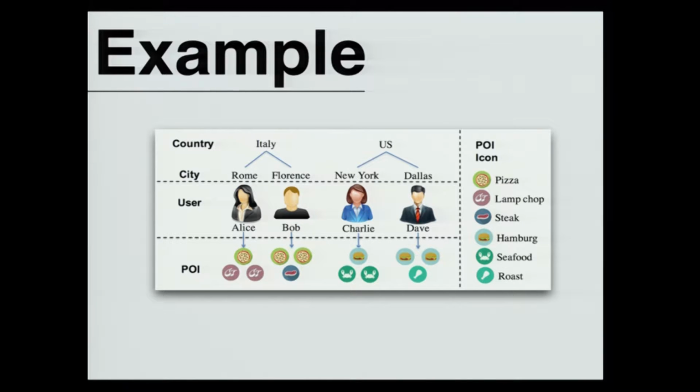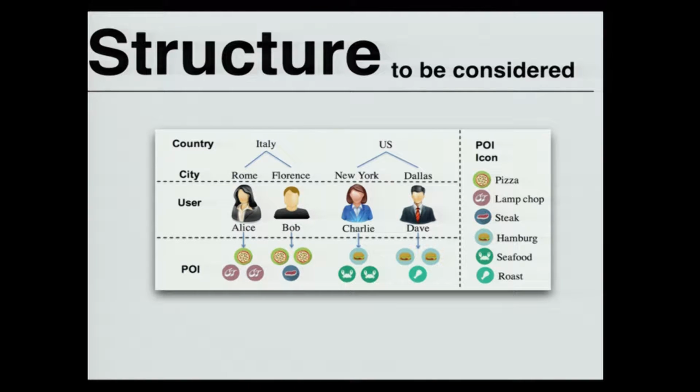Okay, let me first use an example. In this slide, you can see an image where we describe a point of interest recommendation scenario. We have the users and items, and for the users, we have hierarchically organized features, like the country and cities they come from. Now, the first thing we discover is that the structure of the features is very important. For example, you can see that both Alice and Bob like pizza very much. And this can be very much explained by the fact that they are both Italians.